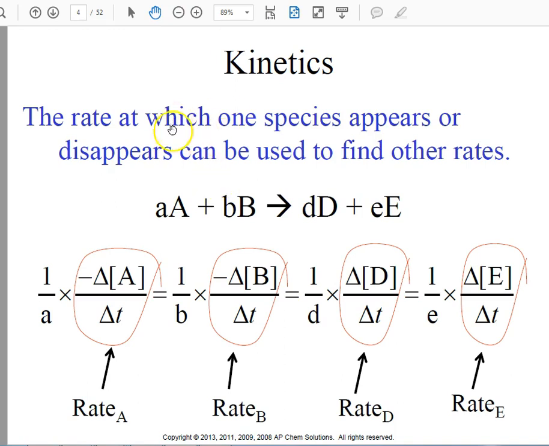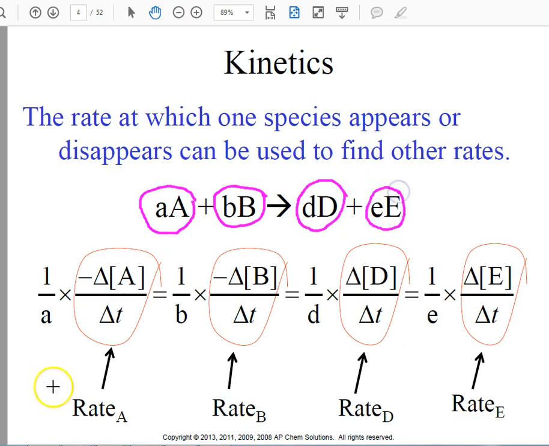The rate at which one species appears or disappears can be used to find the other rates. For example, if we know the rate at which A appears or disappears, in this case it would be disappears, we could use that to find the rate at which B disappears. Or we could use that to find the rate at which D appears or the rate at which E appears.